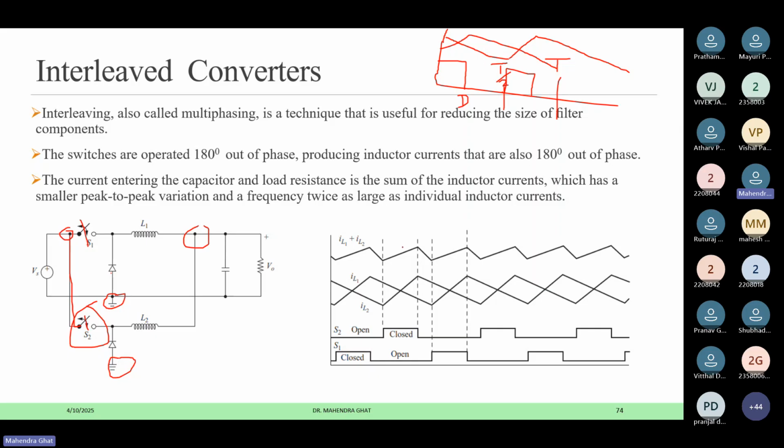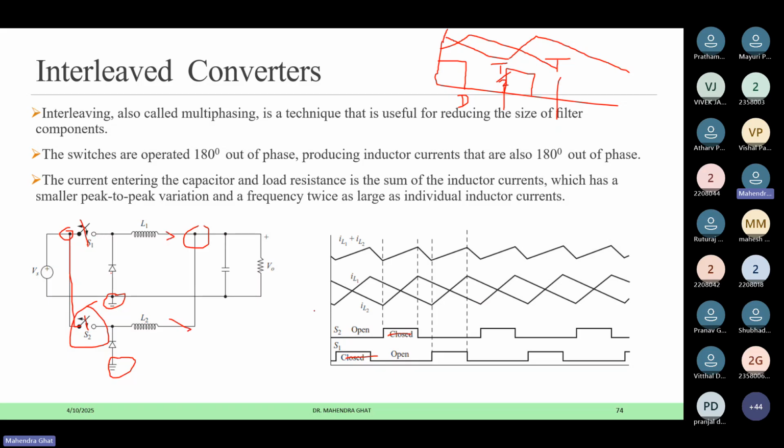The same thing is shown here. You can see S1 is closed in this position and S2 is closed in this position. So with that, the rising period of each has changed. They have shifted by 180 degrees. Now the output current will be what? Our this current plus this current.